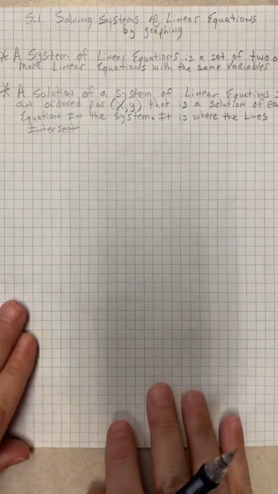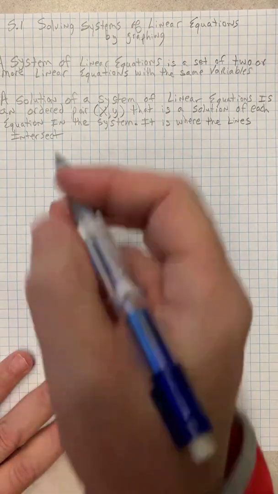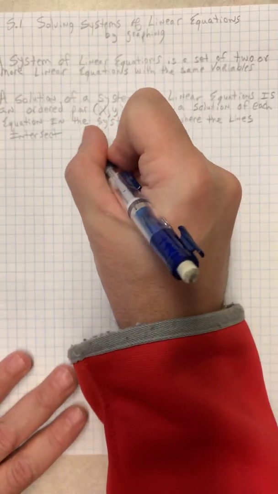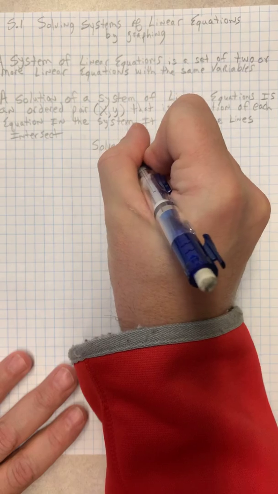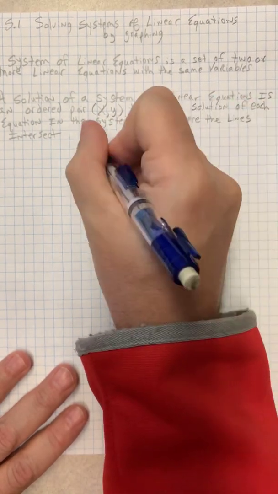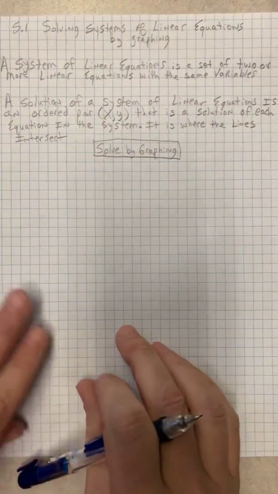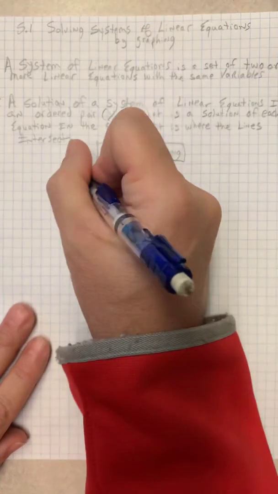So we'll go back to our notes right here, and we're just going to do a solve by graphing. There are certain steps that we're going to use. This is solving systems by graphing, and this is what's going to be in the assignment and what we're going to be working on. There are certain steps that you are going to follow.